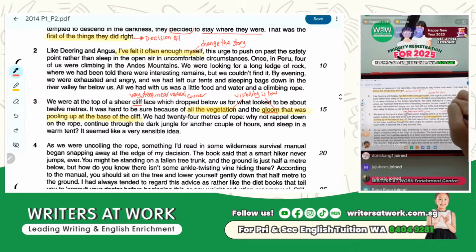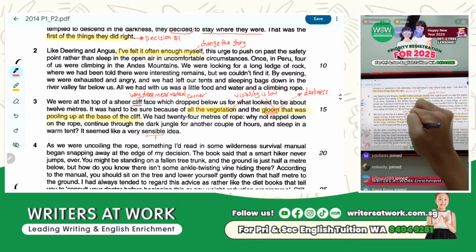And we look at the word gloom here. Gloom here refers to darkness. Okay, so something is very dark, cannot see. Okay, and you see they say it seems like a very sensible idea. So sensible here means based on good judgment.